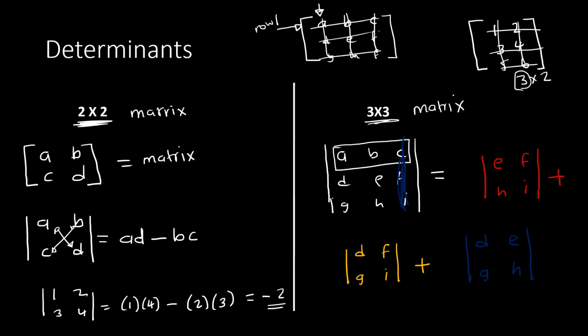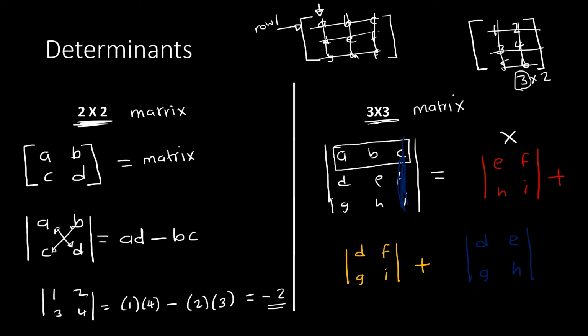We know how to calculate them. We know we can calculate this matrix, which will be EI minus FH. This one will be DI minus FG. This one will be DH minus EG. But outside here, we have cofactors, which are very important.